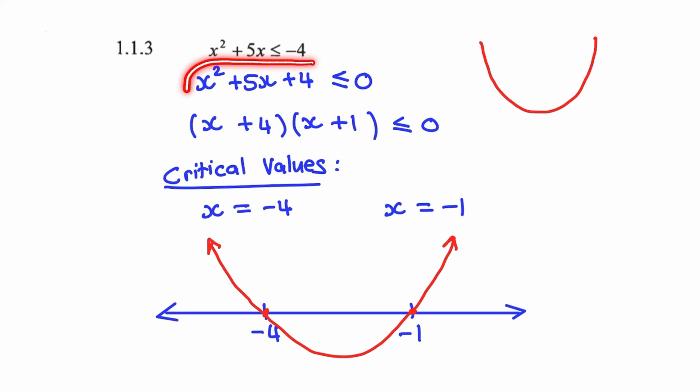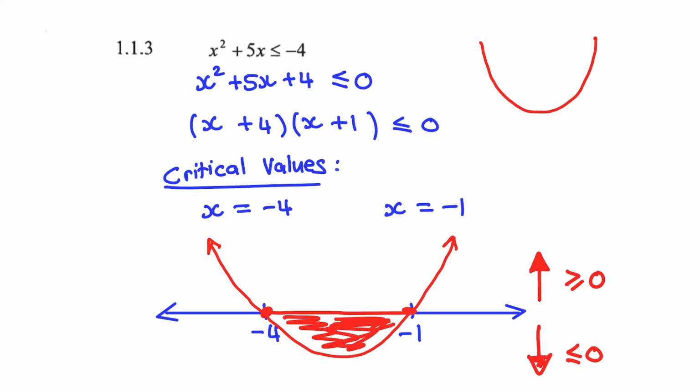And we are looking for the values on the number line where this inequality would be smaller or equal to 0. So how you interpret this number line is that once you're above the number line, the values would be bigger or equal to 0. And when you are below the number line, the values would be smaller or equal to 0. And here we can see that between -4 and -1, the graph is below the number line. So in order to satisfy this inequality, x needs to be between -4 and -1.